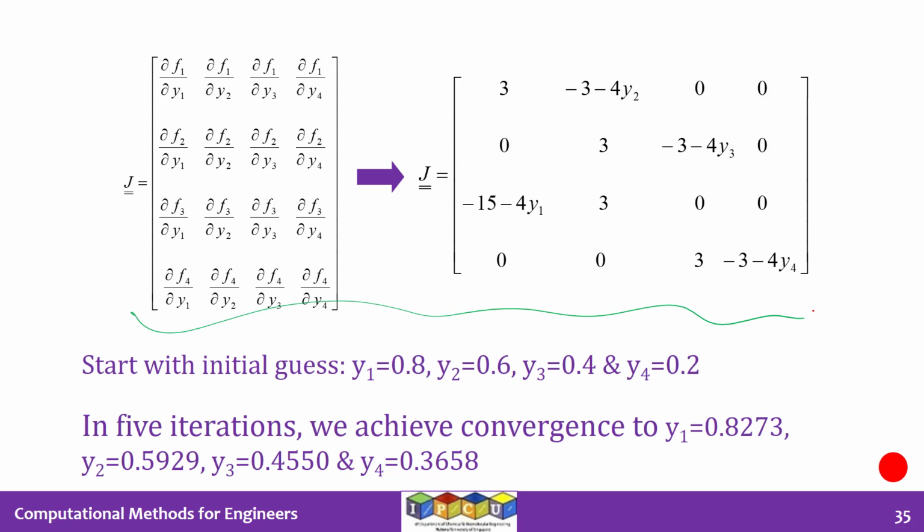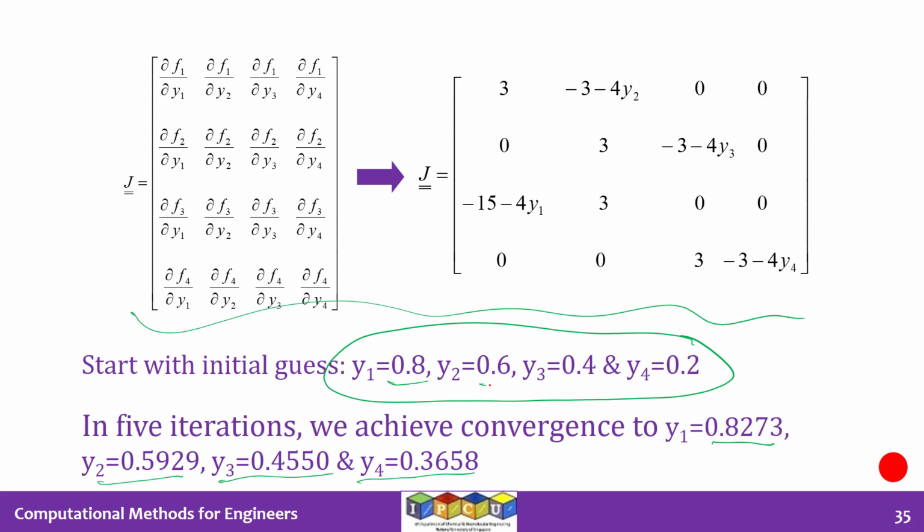And anyway, when you implement the Newton method and solve these 4 equations, you're going to get y1 equal to 0.8273, y2 is 0.5929, y3 is 0.4550, and y4 is 0.3658. I've started with these initial guesses. Remember, when we work with the Newton method, we have to have initial guesses for the unknowns. So I started with initial guesses of 0.8, 0.6, 0.4, and 0.2 for y1, y2, y3, and y4 respectively.